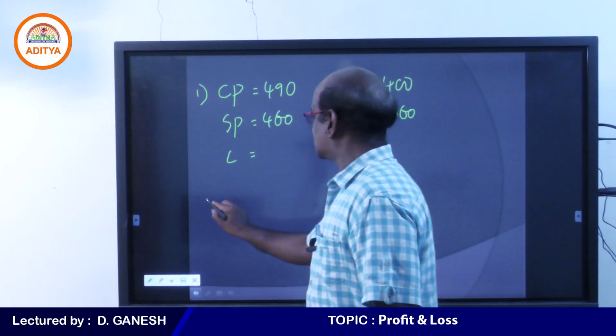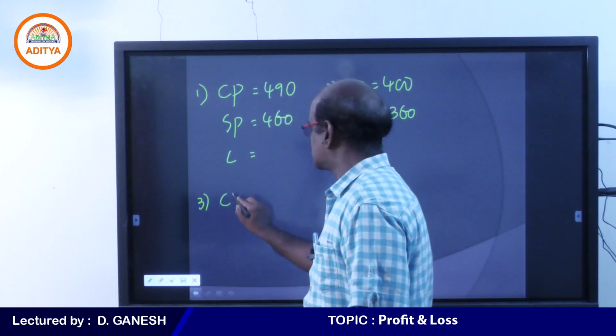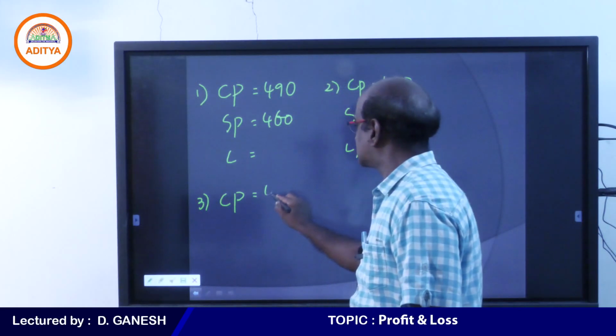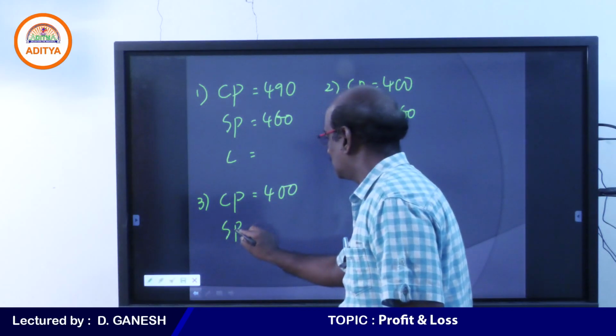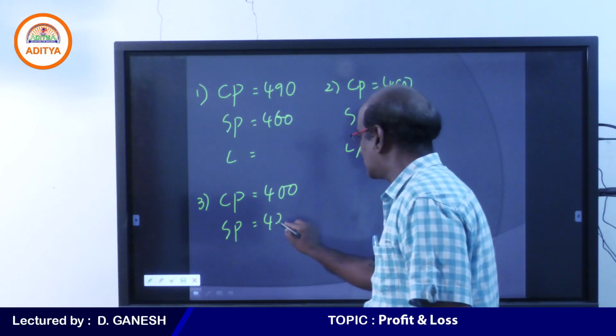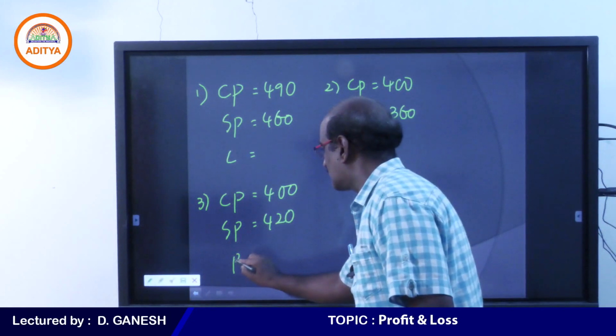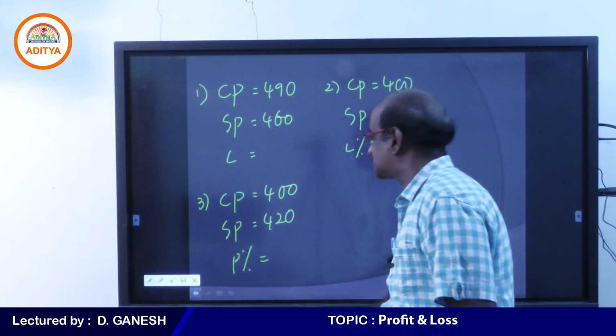Okay, so I think now this is very clear to you. Come on, students. Question 3: the article cost price is 400 rupees and it was sold for 420 rupees. Tell me what is the profit percent?